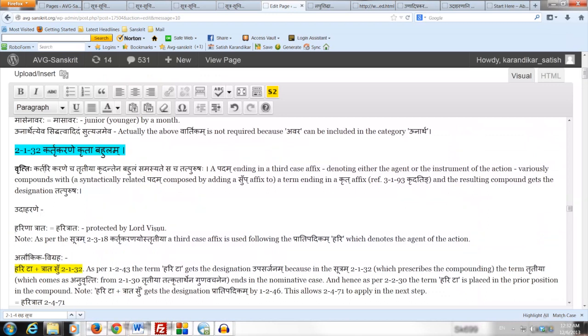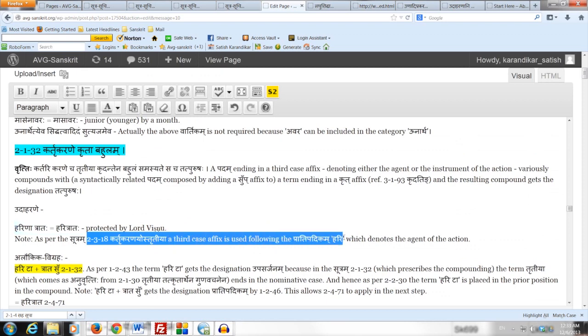First one is Harina Trataha, Haritrataha, protected by Lord Vishnu. Now as per the Sutram 2.3.18, Kartru Karanayos Tritiya, a third case affix is used following the Pratipadikam Hari, which denotes the agent of the action. Steps are now familiar to us.